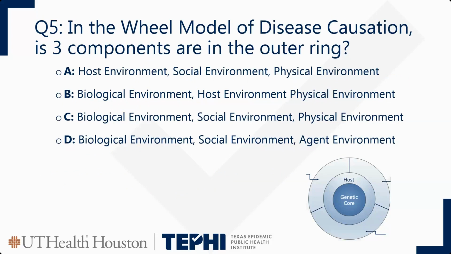In the web model of disease causation, which 3 components are in the outer ring? So do we have the host environment, the social environment, and physical environment? Or do we have the biological, the host, and the physical environment? Do we have the biological, social, and physical, or do we have the biological, social, and the agent environment? So which of the three are in the outer ring of the model?